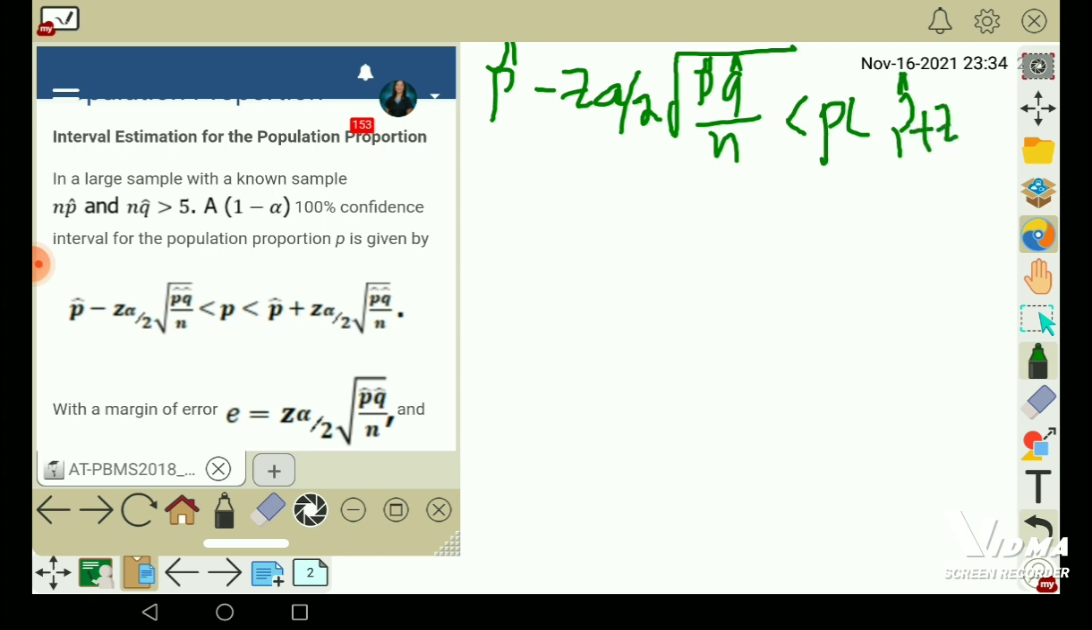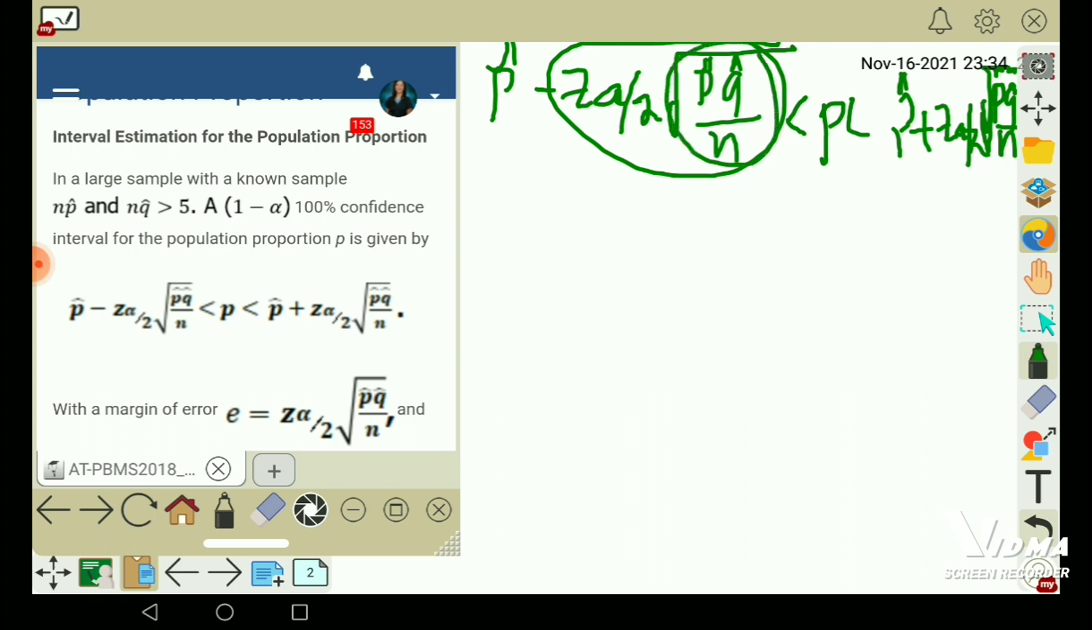Plus z sub alpha over 2 times the square root of p hat q hat over n. Okay, so again, this is your margin of error, this part: the z sub alpha over 2 times the square root of p hat times q hat over n. And take note that this part is what we call the standard error. So this is also what we call your error or your margin of error.